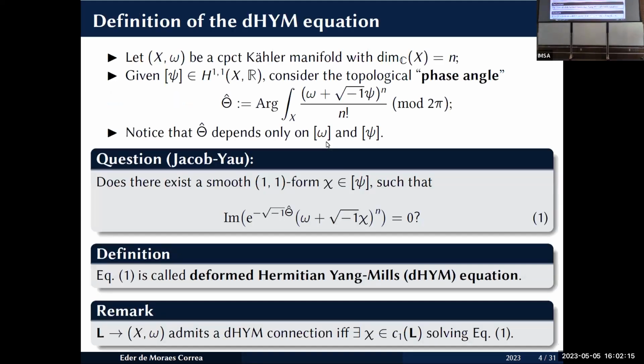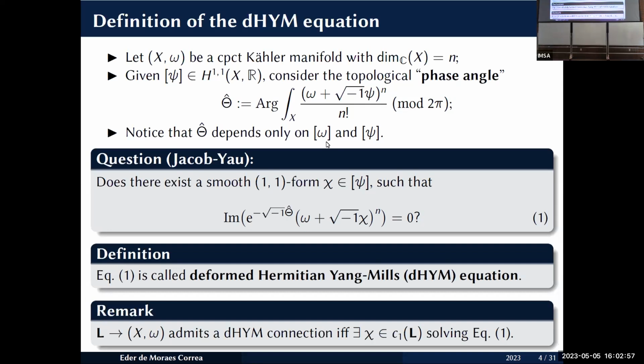So here I start by giving the definition of the Deformed Hermitian Yang-Mills equation. We fix a compact Kähler manifold, and we take one cohomology class. As you shall see later on, we need to be careful when we define this constant, which depends on the cohomology class. But for a minute, we don't need to be worried about this. So the equation introduced by Jacob and Yau is the Deformed Hermitian Yang-Mills equation. This is the equation.